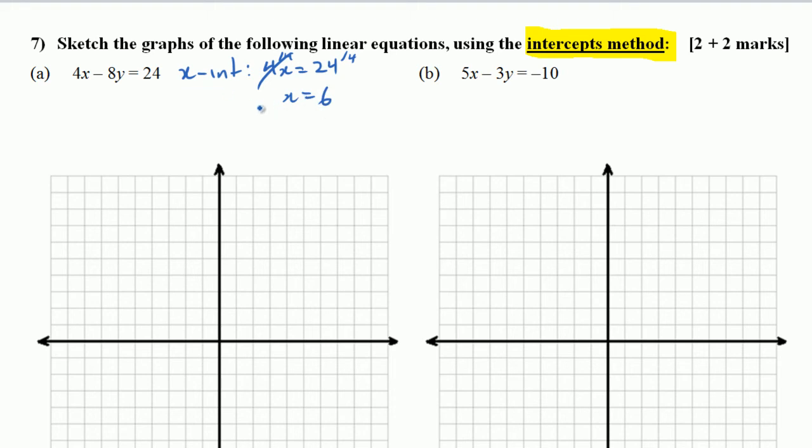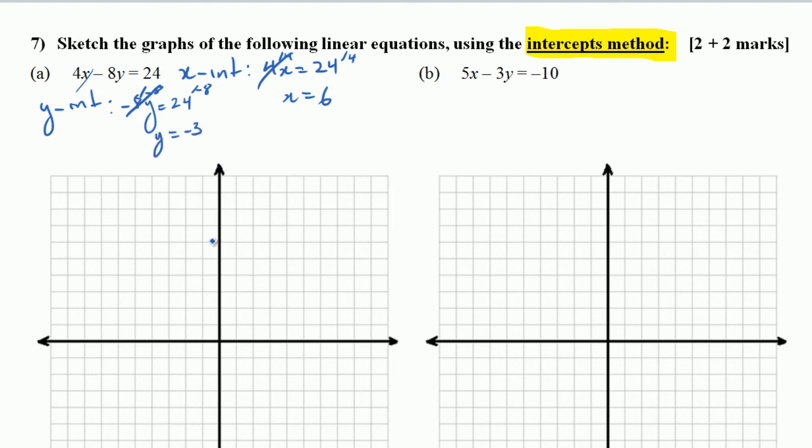That's the x-intercept. Now for the y-intercept, we do the opposite. So we imagine this 4x doesn't exist. We imagine it's 0, so it goes away. So we have negative 8y equals 24. We divide both sides by negative 8 to get rid of that negative 8 in front of y. So that goes, and y equals negative 3.